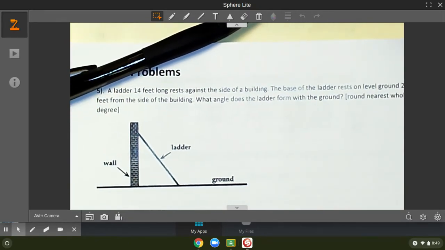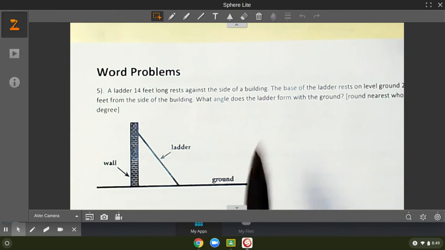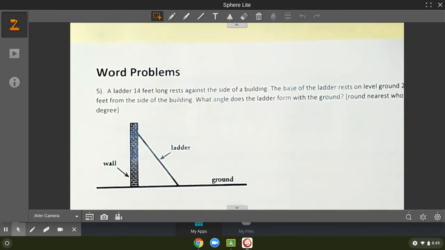A ladder 14 feet long rests against the side of a building. The base of the ladder rests on the ground 2 feet from the side of the building. What angle does the ladder form with the ground? Round to the nearest whole degree. All right, so based off of this question, I know we're trying to find an angle measure. So now let's go back to the beginning and let's put as much information into the picture as we can.